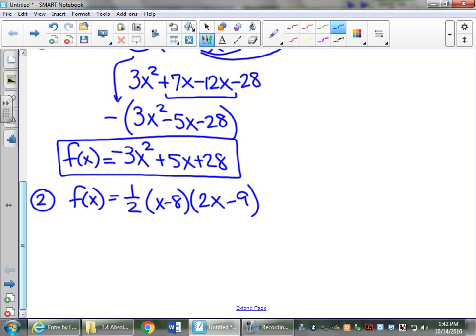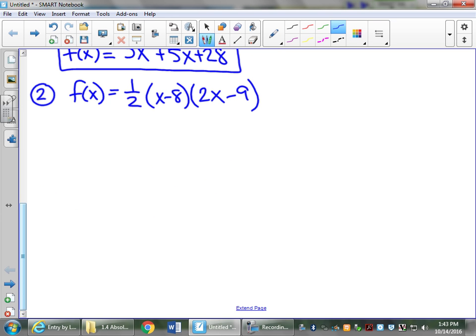So we have 1/2 times the quantity x minus 8 times the quantity 2x minus 9. Your goal is to get that into standard form. I'm going to do the workout now, because hopefully you paused and already did it, so you could check your answer. We will get 2x squared. I'm focusing on distributing the two binomials at this point in time.